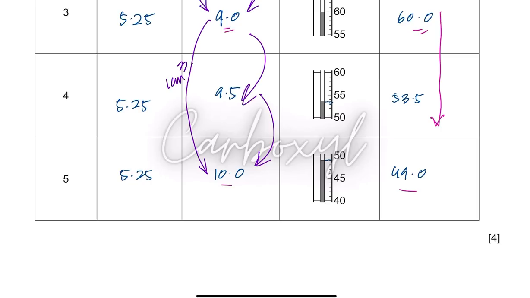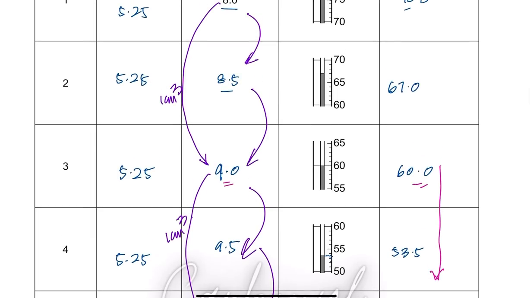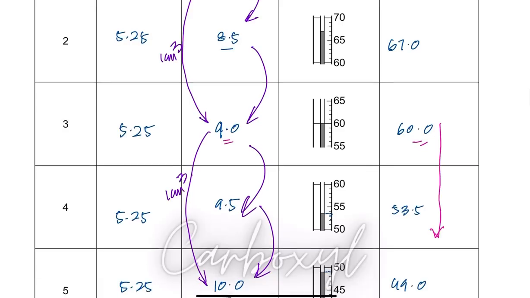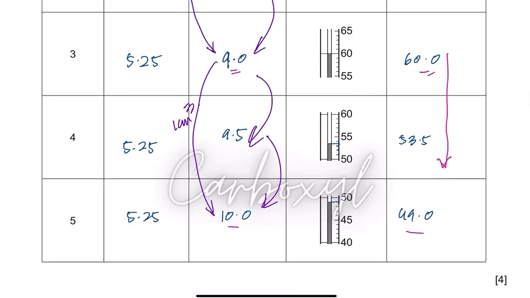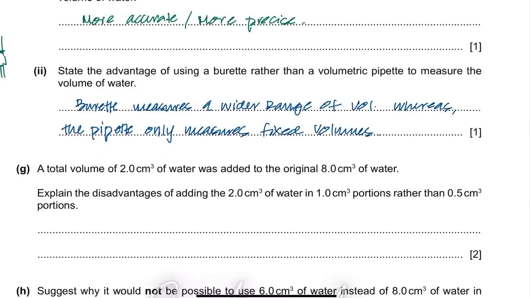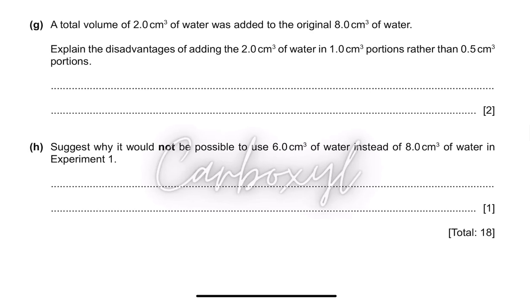Aur 0.5 ka fayda ye hota hai, A levels mein bhi hum zyada koshish karte hain zyada proportions ho, because 0.5, 0.5 jab aap add karte ho, you end up with more data points. In this case I have 1, 2, 3, 4, 5 data points, right? And in the first, if I add 1 cm³, then I'd only have 3 data points. So that would mean I would have fewer data points, and fewer data points would actually mean the graph being less accurate, or the line of best fit being more difficult to draw, or you know, it would be harder to find patterns, or to extrapolate the line, or to find anomalies.